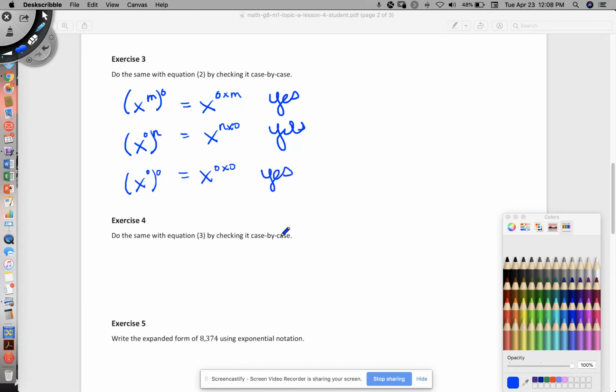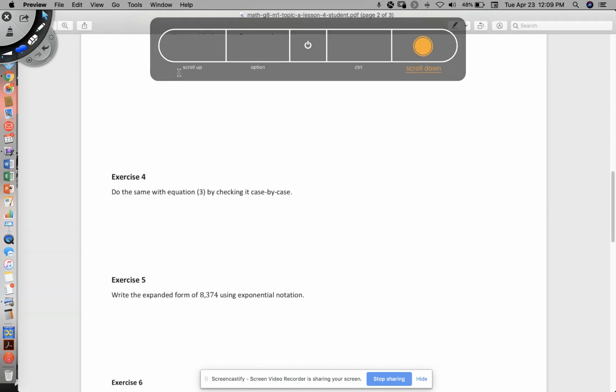Yes. All right, so exercise 4. Do the same thing again for equation 3. So here we go. With equation 3, they had x times y to the 0 power. Well, that would be x to the 0 power times y to the 0 power. Would that give me a 1? Yes. All right, now if you're a little confused because we've been doing just variables, now let's start putting it with some numbers. Let's look at exercise 5.